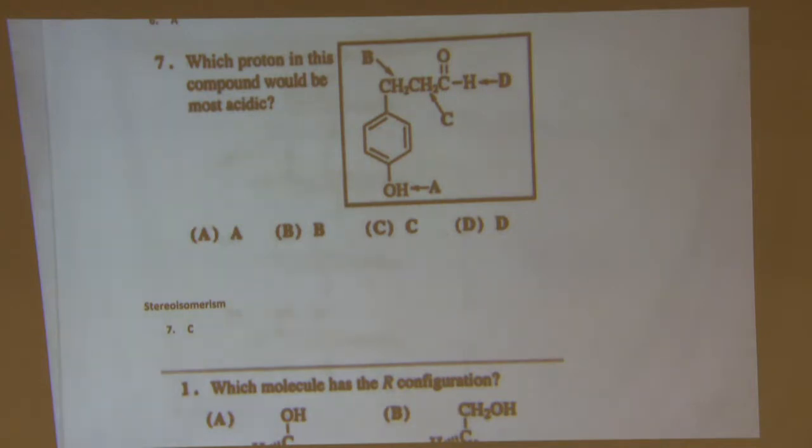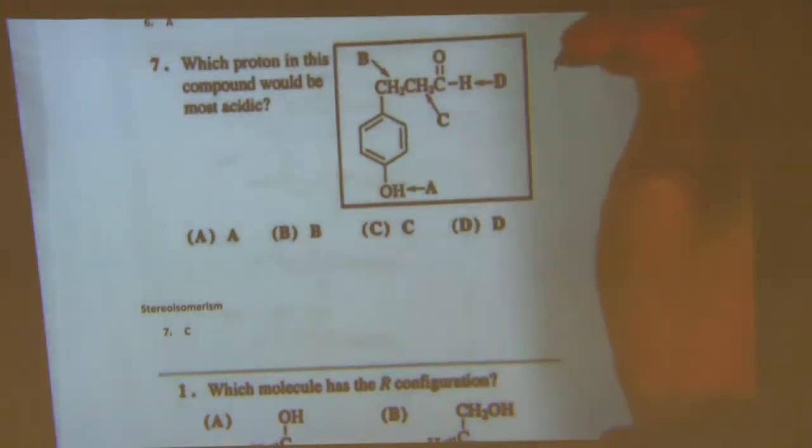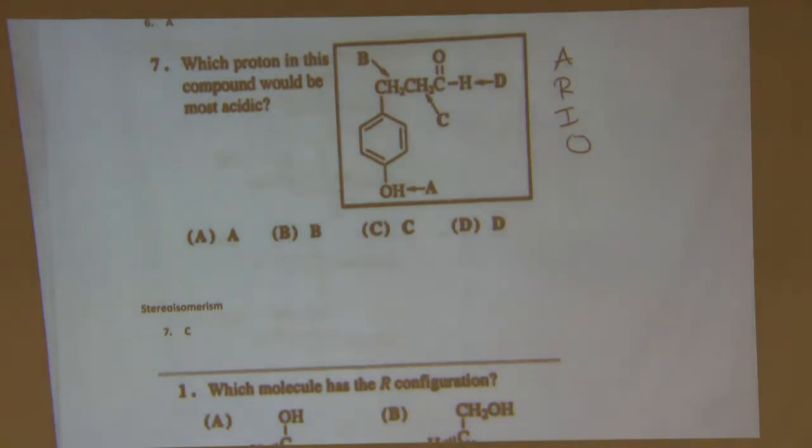You would have said C? Yeah. Why would you think C over A? Do you guys remember this? You remember that from like Orgo 1, ARIO? No. It's atom, resonance, induction, orbital. Okay. Well, you want to keep in mind the atom first, meaning what is the proton on, right?